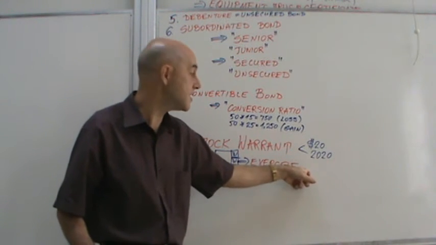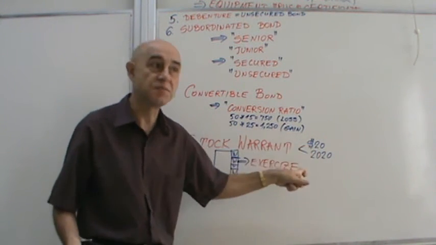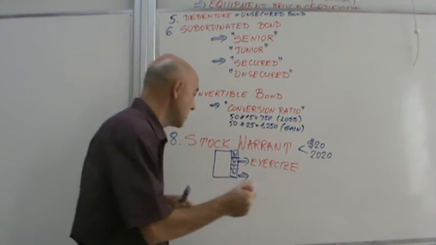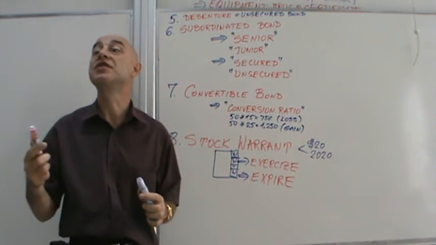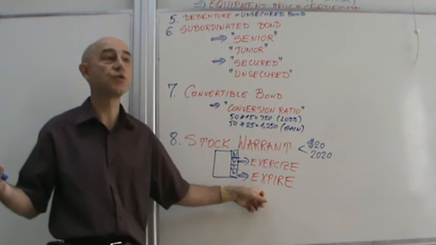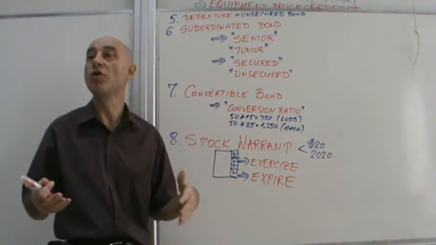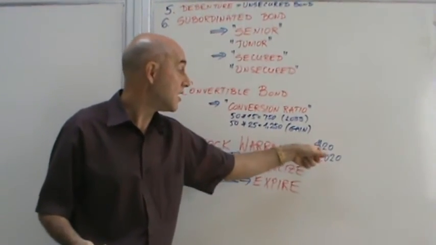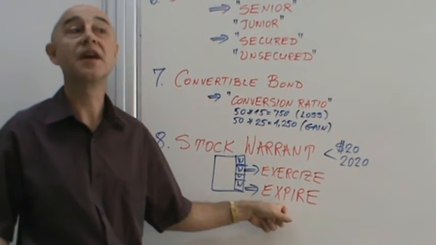So you exercise when the price of the stock is above the warrant price. And if it's below, you don't exercise. The opposite is that, here's another important word in finance, it expires. To expire means to die. To expire for a warrant means to reach the end of the period and to lose validity. So after 2020, maybe January 1, if the warrant expires, it means you can no longer use it. It's no longer valid. So if the price of the stock rises above, it will be exercised. If it never rises above, you let the warrant expire.